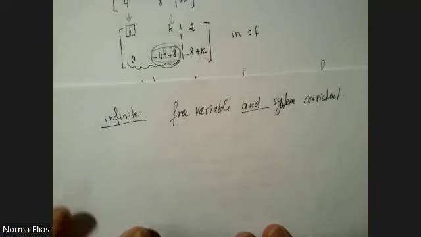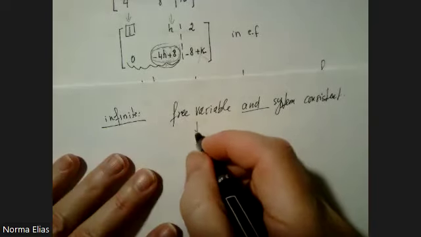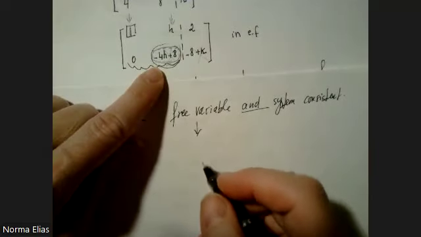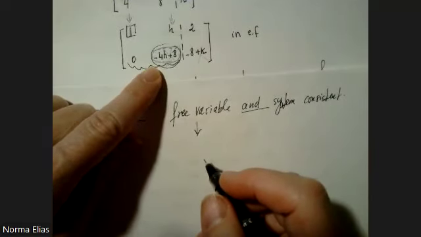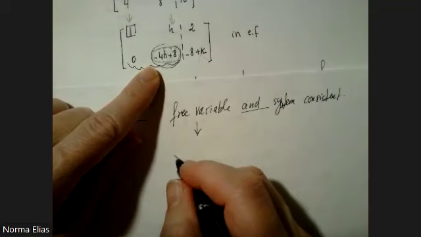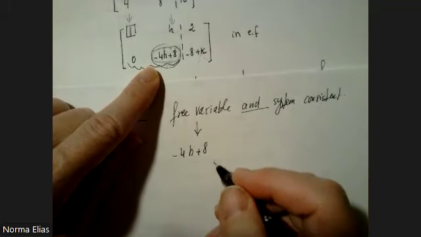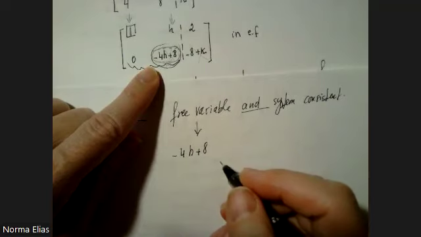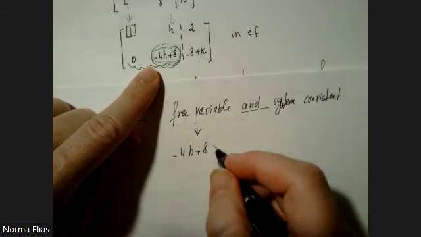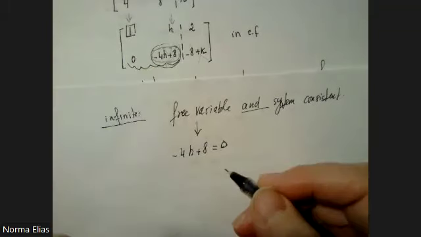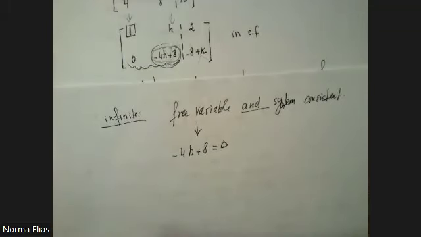Okay, so what guarantees the free variable? To have a free variable, there is no leading entry in column 2. The only way we can have no leading entry in column 2 is if -4h + 8 has to be equal to 0. This is definitely guaranteed to give us a free variable.